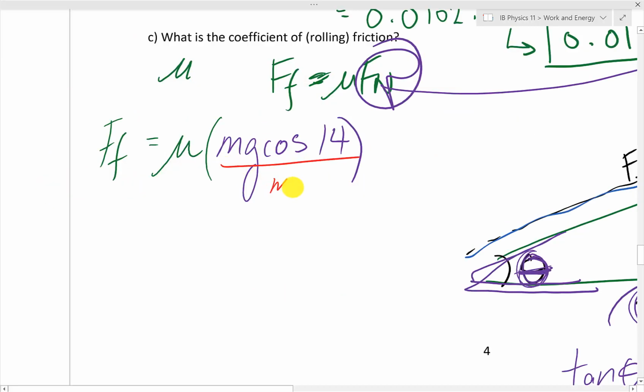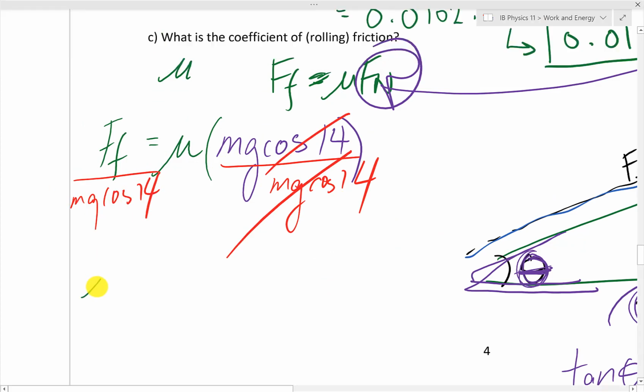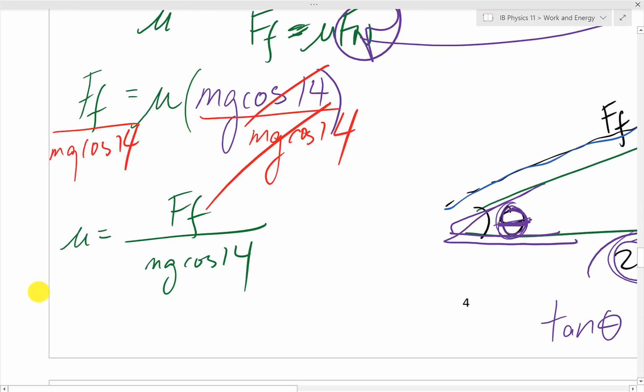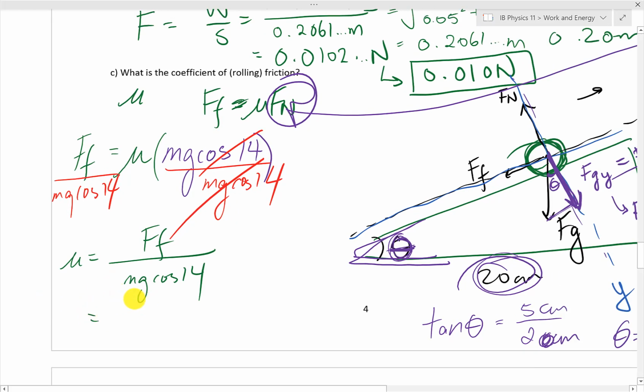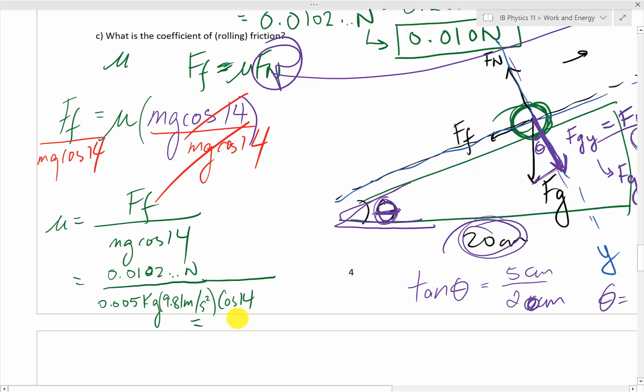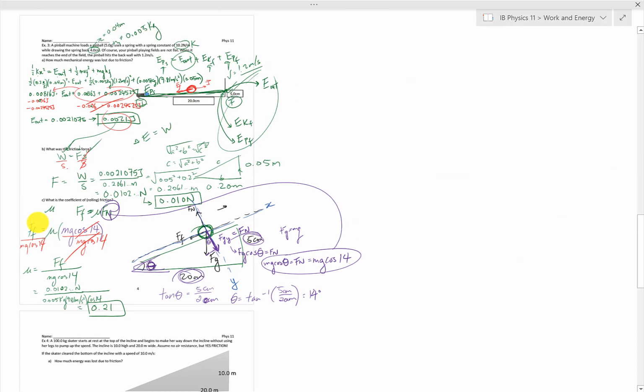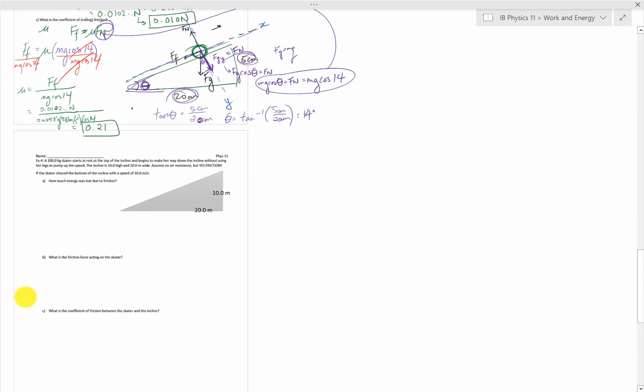And now we can solve for mu by dividing both sides by this mg cosine 14. Again, mu is equal to force of friction divided by mg cosine 14. Putting in our force of friction, mass, gravity, and cosine values, we get 0.21. Okay, so here we have the 3 parts of this very long example. If you fully understand this problem, you can replicate it, you could do it yourself, or similar challenging problems like these. Good for you. You are ready to do example 4.